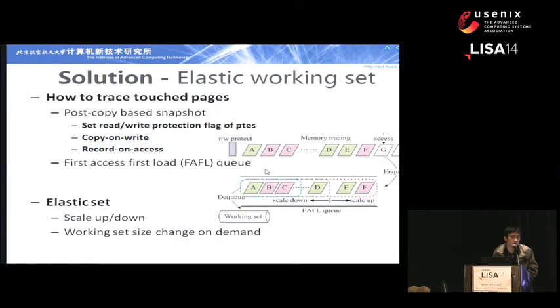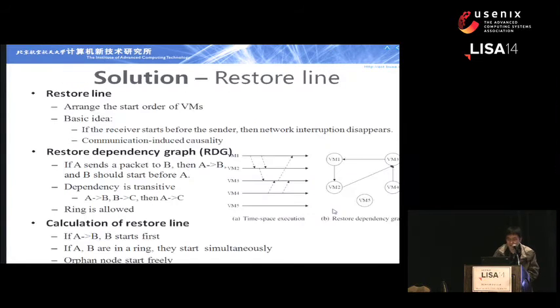So this feature will enable the working set to scale up or scale down easily. And we can fetch the memory pages in any size on demand. This feature is very important for restoring a cluster, and we will describe it later. Another part is restore line. It arranges the start order of the virtual machines. The basic idea is if the receiver starts before the sender, then network interruption would disappear. So the restore line is communication induced.